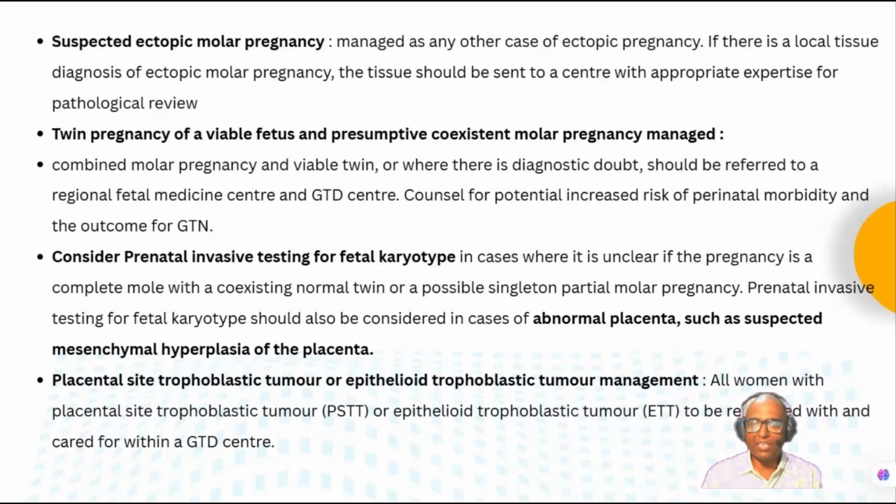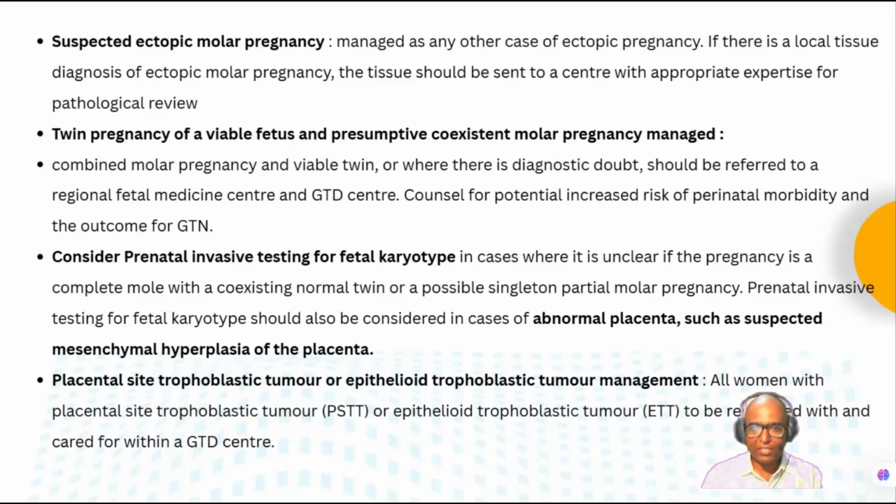Okay, consider prenatal invasive testing for fetal karyotype in cases where it is unclear if the pregnancy is a complete mole with a coexisting normal twin, or it is a possible singleton partial molar pregnancy. So you cannot differentiate between the two, then you have to do fetal karyotype. So fetal karyotype is required in these cases where you suspect that it is a twin pregnancy with one complete mole and one normal twin, or it is a singleton pregnancy with a partial mole. Okay, so prenatal invasive testing for fetal karyotype should also be considered in cases where there is an abnormal placenta, such as suspected mesenchymal hyperplasia of the placenta.